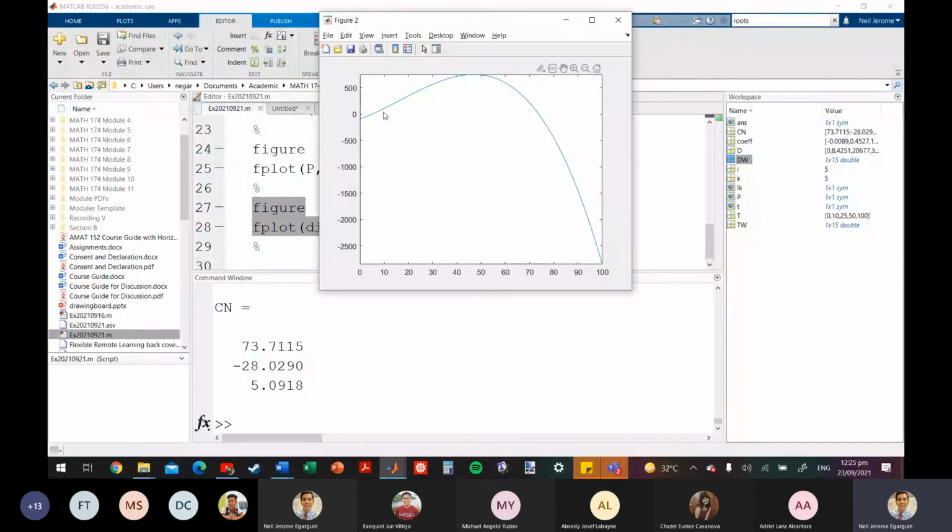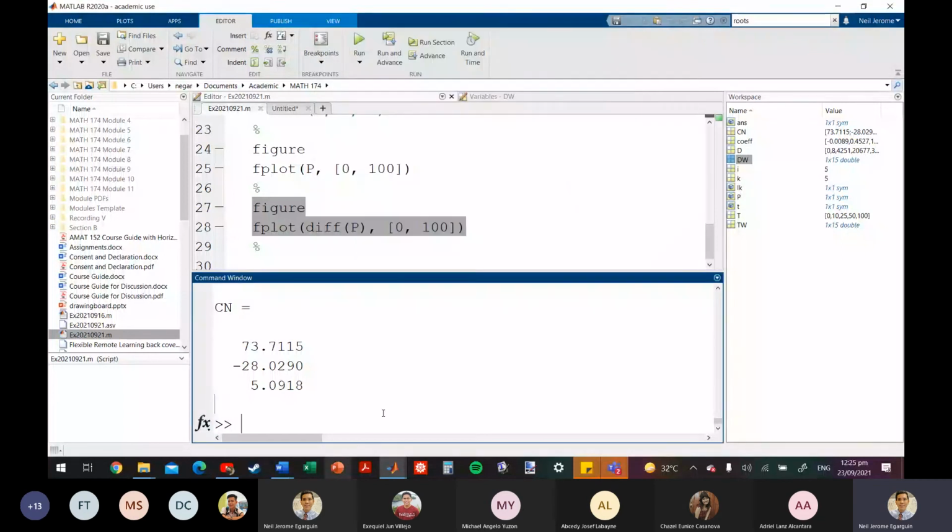Now, remember, para mahanap yung maximum value, kailangan nating i-plug in lamang itong 73.7115 to see the maximum number of deaths. Okay? And again, remember, to do the substitution or the plugging in of a number, kailangan natin yung subs command. Kung gusto kong mahanap yung maximum number of deaths, isa-substitute ko yung critical number, which I know to give me the maximum.